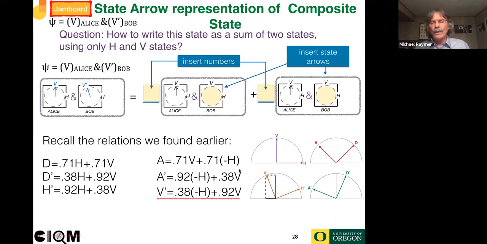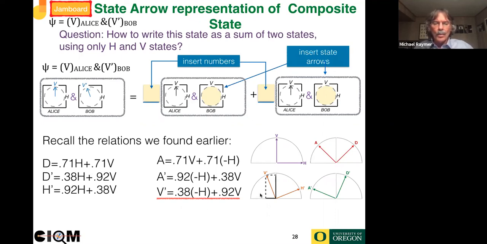And remember, we have all these different definitions down there. Here's the V prime state. It's tilted minus 22.5 degrees from the vertical axis here. And we can write it as shown in this red underline equation. It's minus H times 0.38. That's this little segment here. And then this vertical segment is 0.92 in length. And remember, if I square this number and square this number and add the two together, I have to get 1 because those squares are the probabilities.